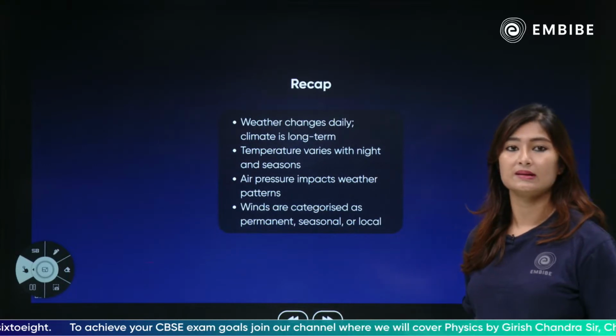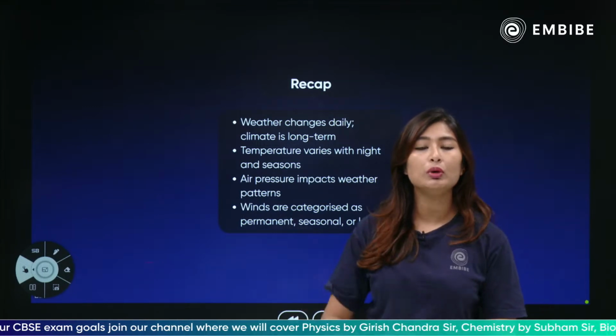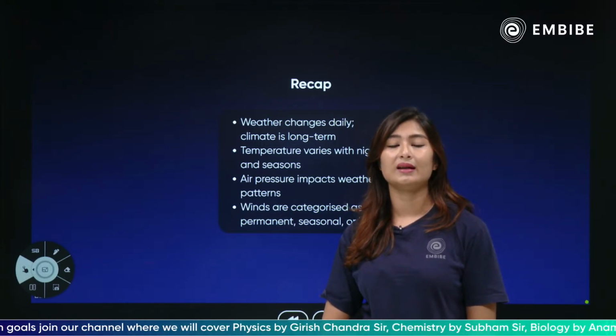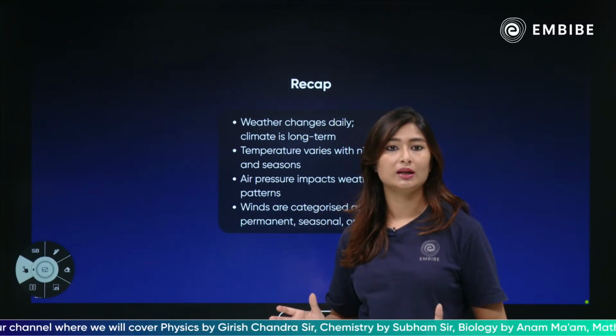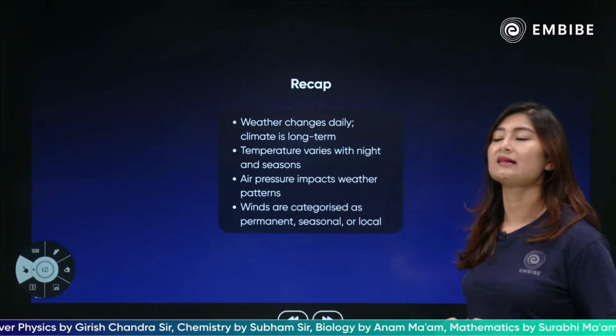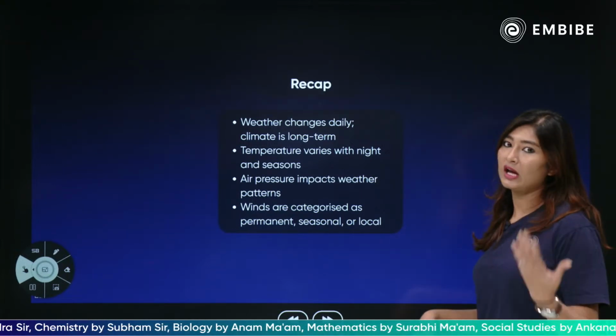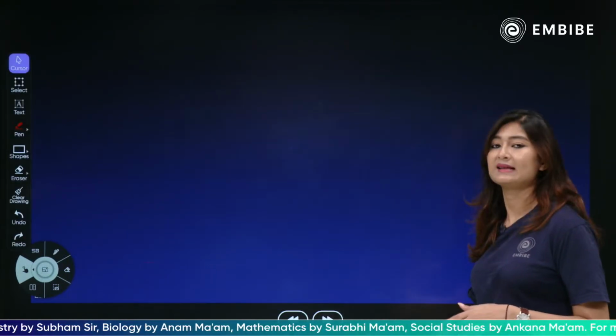Then we also understood that this whole heating and cooling on the entire earth happens periodically and is very specific. Based on that, there are three categories of winds. We have permanent winds, seasonal winds and local winds. So we understood each of these definitions as well.